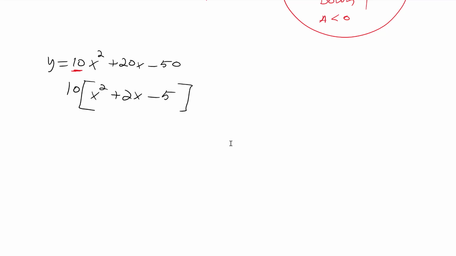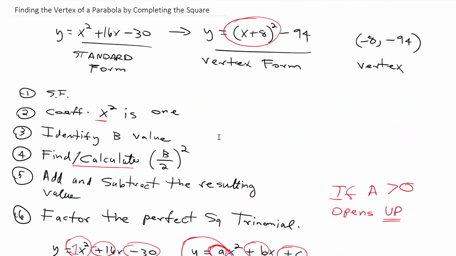Now we can continue on. We're going to set this 10 aside for right now. We're not going to forget about it. It's going to come in handy later. But we're just going to put it aside. We factored it out. And we're going to just work on this piece right here. Apply all the steps that we came up with before. These are the steps right up here.